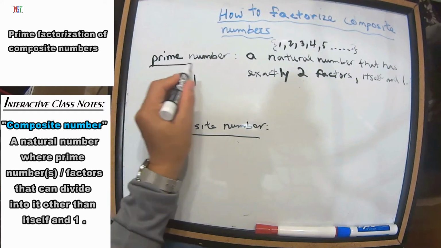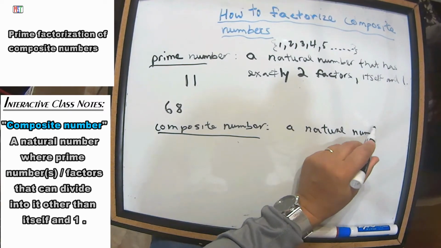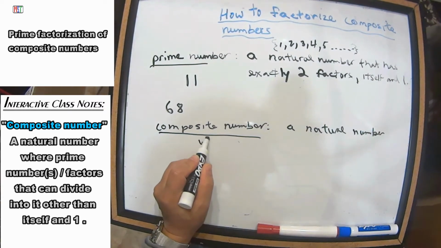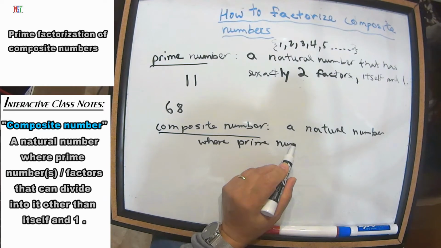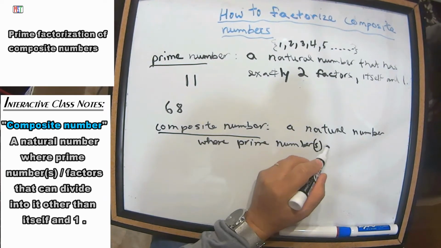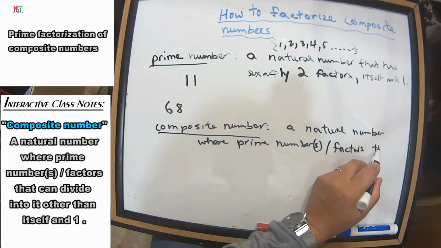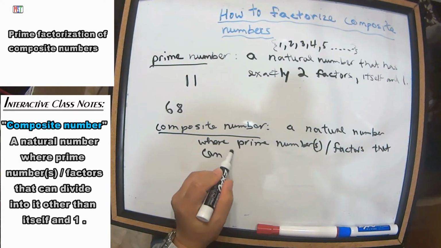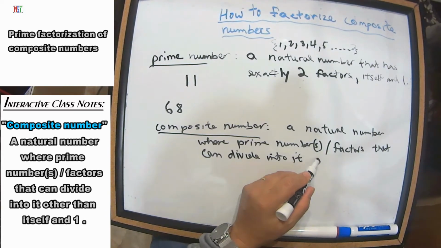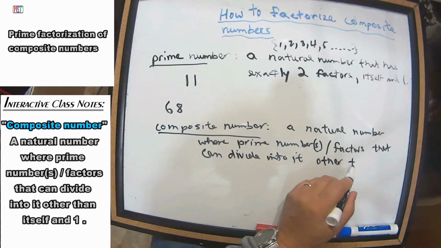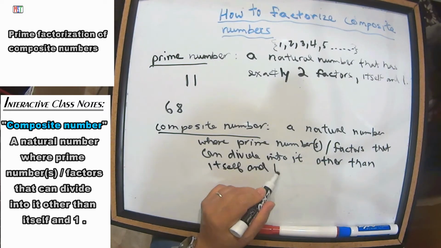So basically, a composite number is a natural number where prime numbers or factors, okay, I have to put S here, that can divide into it, other than, okay, itself and 1.